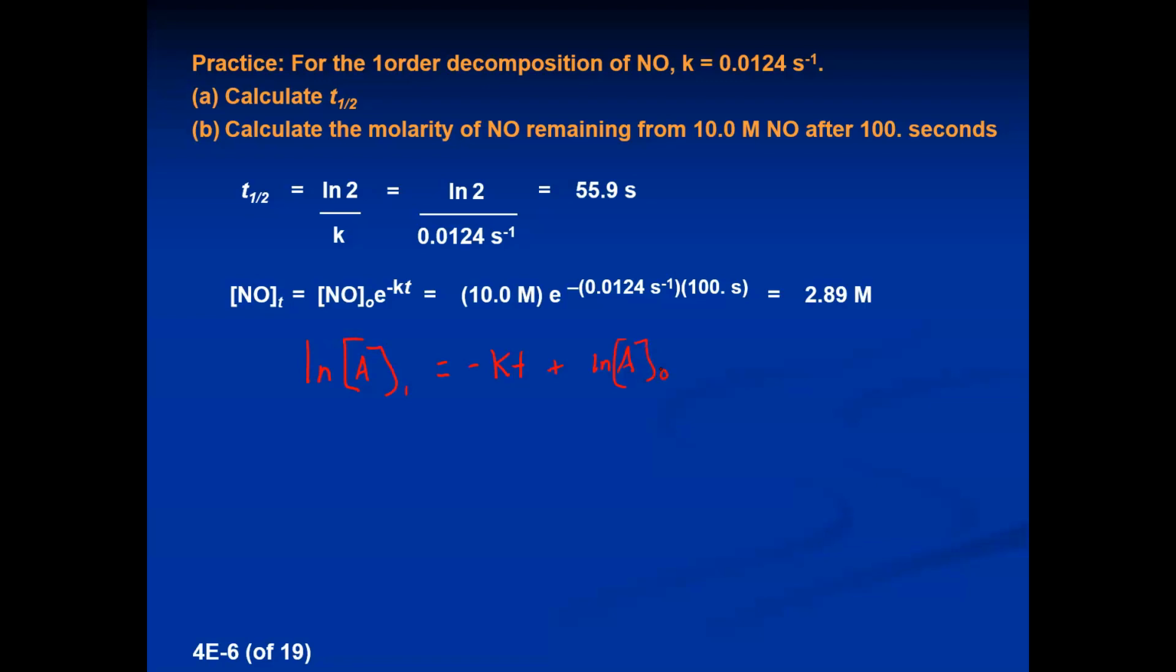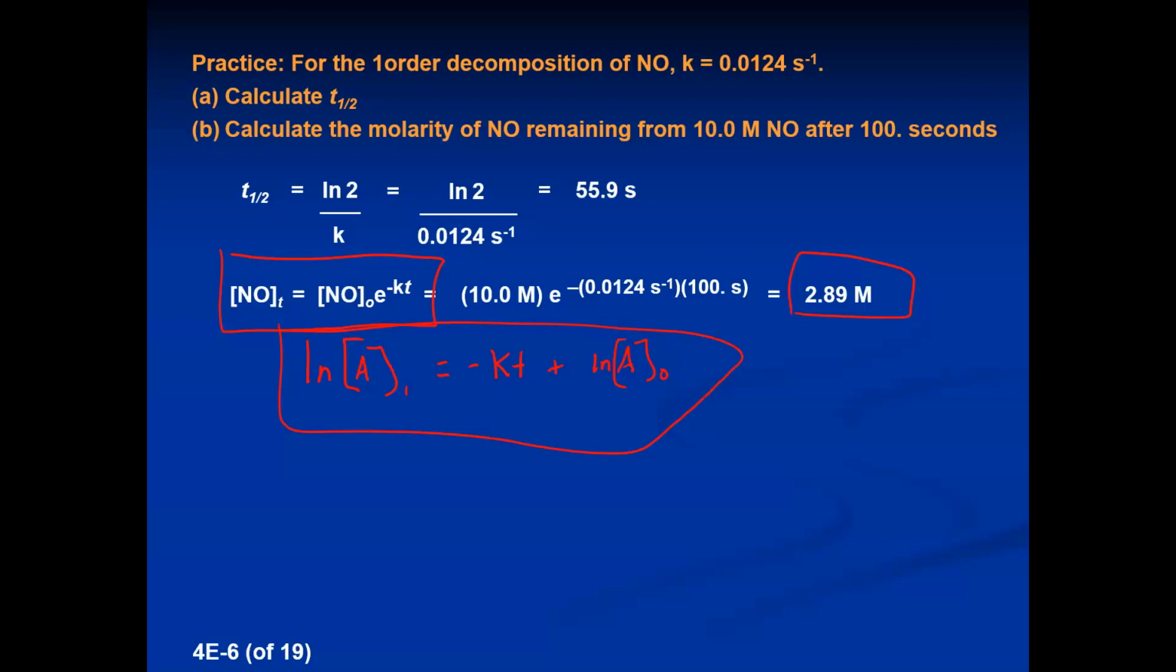Right, so what I did was rearrange this equation. The way to get rid of ln is to use e to the, so I just took e to the both sides and rearranged and got this equation. Again, however you solve this is fine, and you end up with 2.89 molar. All right, any questions on this one? This is just the application of our integrated rate laws.